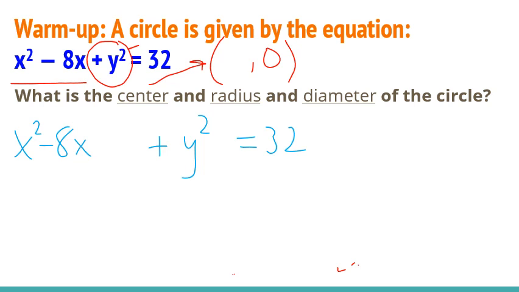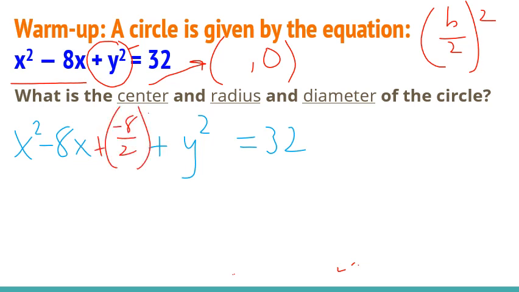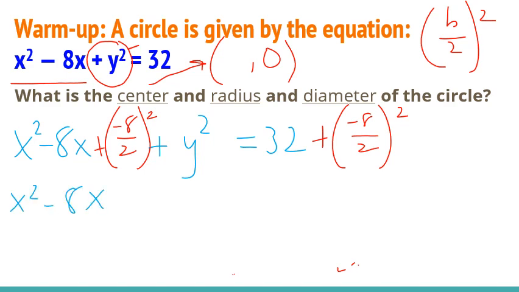Let's add the b over 2 squared value, remember from yesterday. So we're going to add negative 8 over 2 squared, and make sure you're doing this to both sides of the equation, otherwise it's not balanced. So we end up with x squared minus 8x. Negative 8 divided by 2 is negative 4, and we're going to square that. So we're going to get positive 16, plus that y squared is still there.